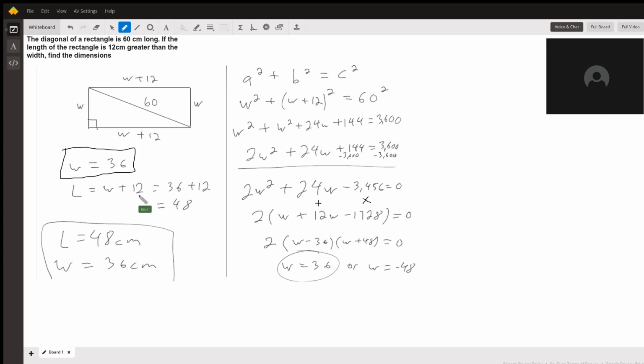And we know that the length is 12 more than the width. So if you see here, we would do 36 plus 12, and that's how I am getting my length.